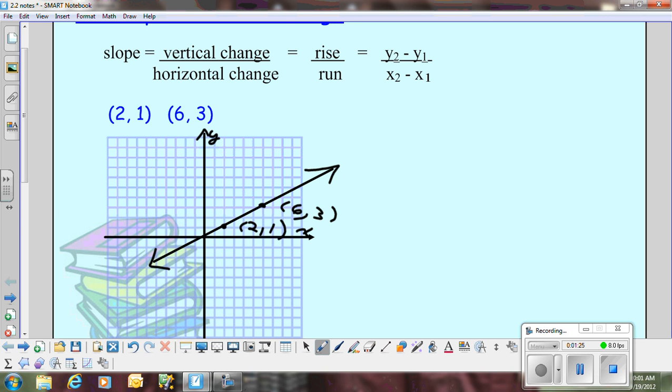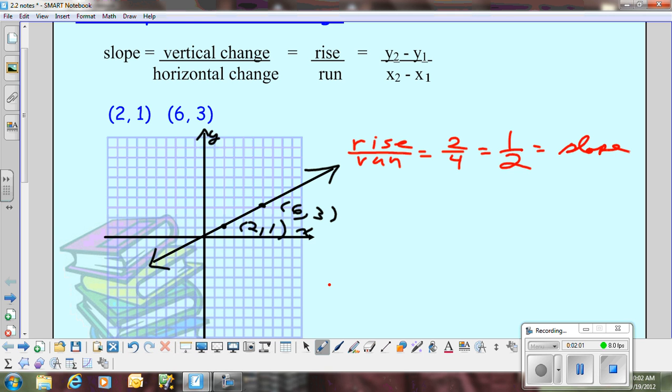Now I want to find the slope of that line. There are two different ways we can do that. If we look at the graph, I can count from the point (2, 1): rise is 1, 2, run is 1, 2, 3, 4. So by counting on the graph, I get rise over run equals 1/2. So that's the slope of that line.